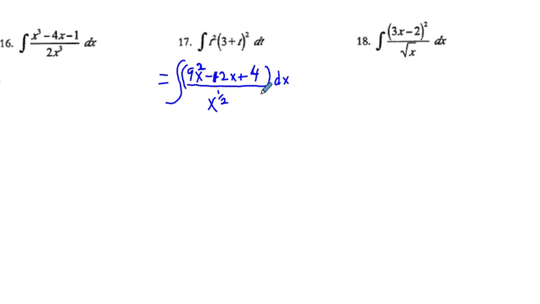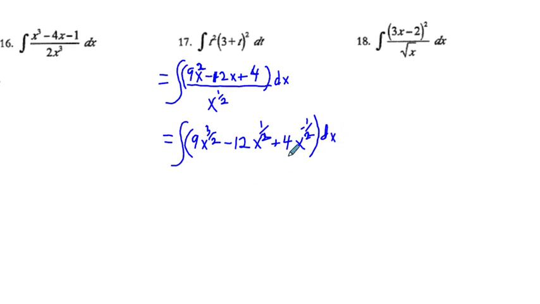Okay, so that's our setup, and I'm just going to continue down below. When we divide 9x squared by x to the 1/2 power, we subtract exponents. So what we get here is 9x to the 2 minus 1/2, which is 3/2. Then we have minus 12x divided by x to the 1/2 power, which is x to the 1/2 power. And finally, we have plus 4, and 4 divided by x to the 1/2 power is 4x to the negative 1/2 power. And then all this dx.